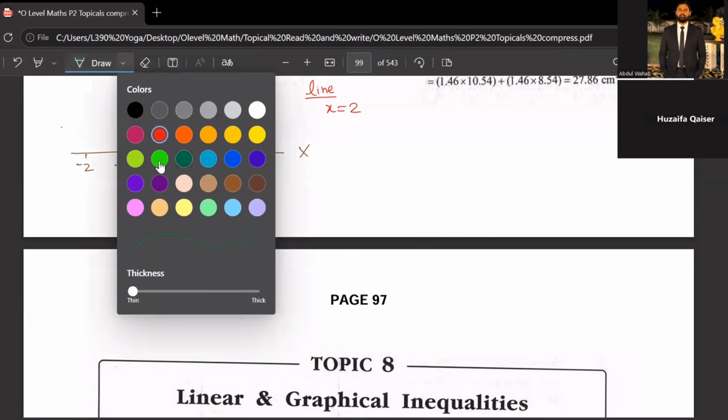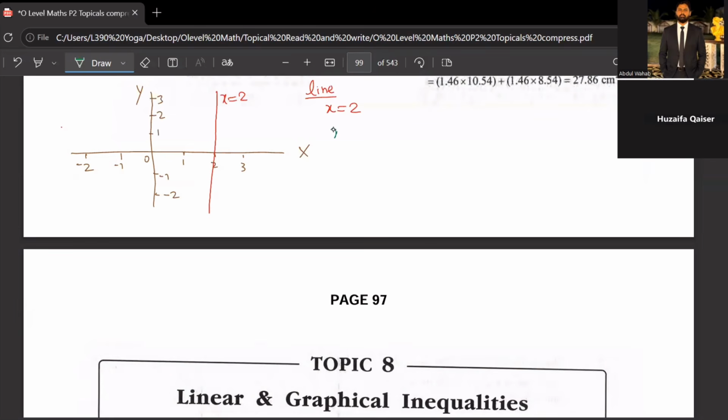Now, if I say draw the line x is equal to minus 1, what do you do? You draw a line parallel to the y-axis passing through minus 1, and this is the equation of the line x is equal to minus 1. You don't need to do anything else.